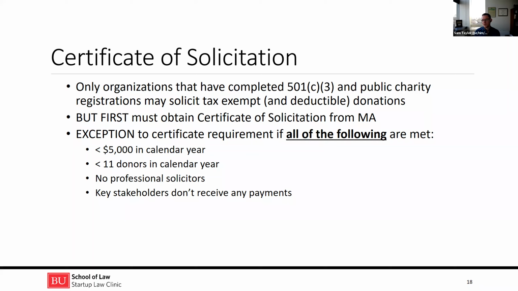in Massachusetts. And this can be relevant because there's some nonprofits as they're starting out, maybe in the first couple of years, they're not getting much money in from donors. They have a few donors and maybe they get $500 here, $500 there, and that money is really helpful, but it just doesn't hit the $5,000 mark, and that's all that you need in that first year or two to operate. That's great. You don't need a certificate of solicitation from Massachusetts, but if at any point you all of a sudden have 11 or more donors, or you do hit that $5,000 mark, then you do at that point need to get the certificate of solicitation before you can do any further solicitation.